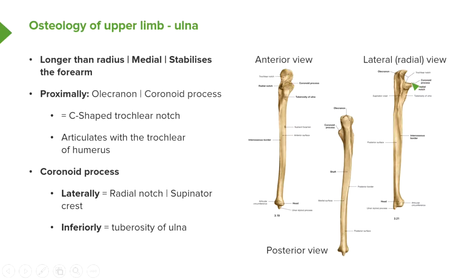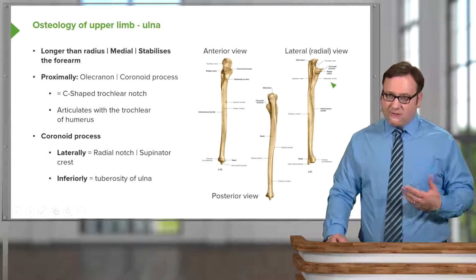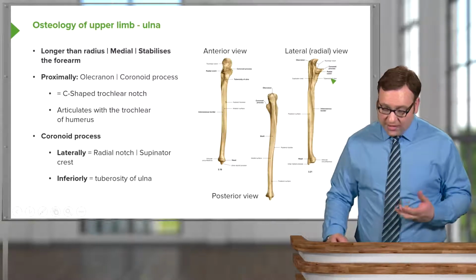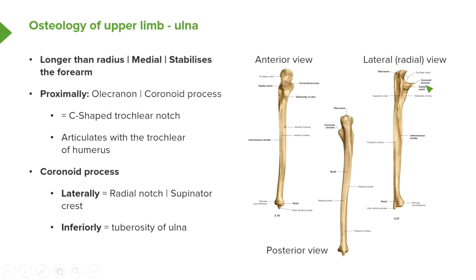Now, if you remember, on the anterior surface of the humerus, we had the coronoid fossa. Well, this enables the coronoid process to sit in it when the forearm is fully flexed. So we can see the coronoid process here, when the forearm is fully flexed, so the forearm is sitting against the arm, the coronoid process can sit inside the coronoid fossa, and that adds stability to the flexed forearm.